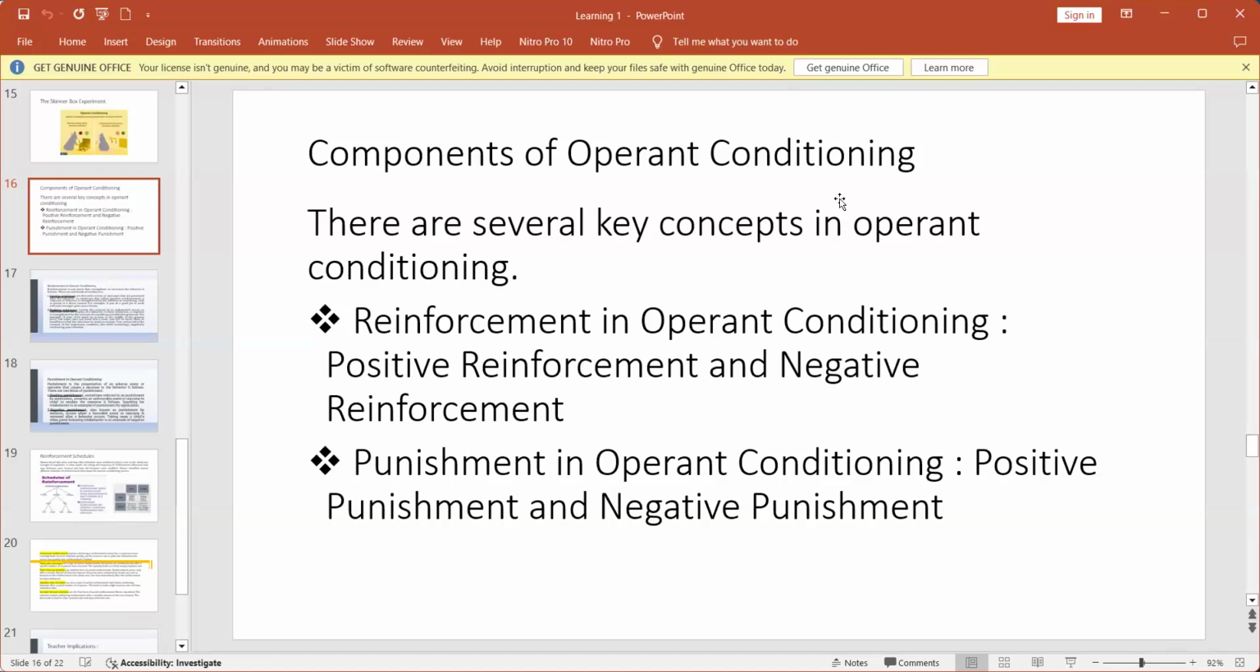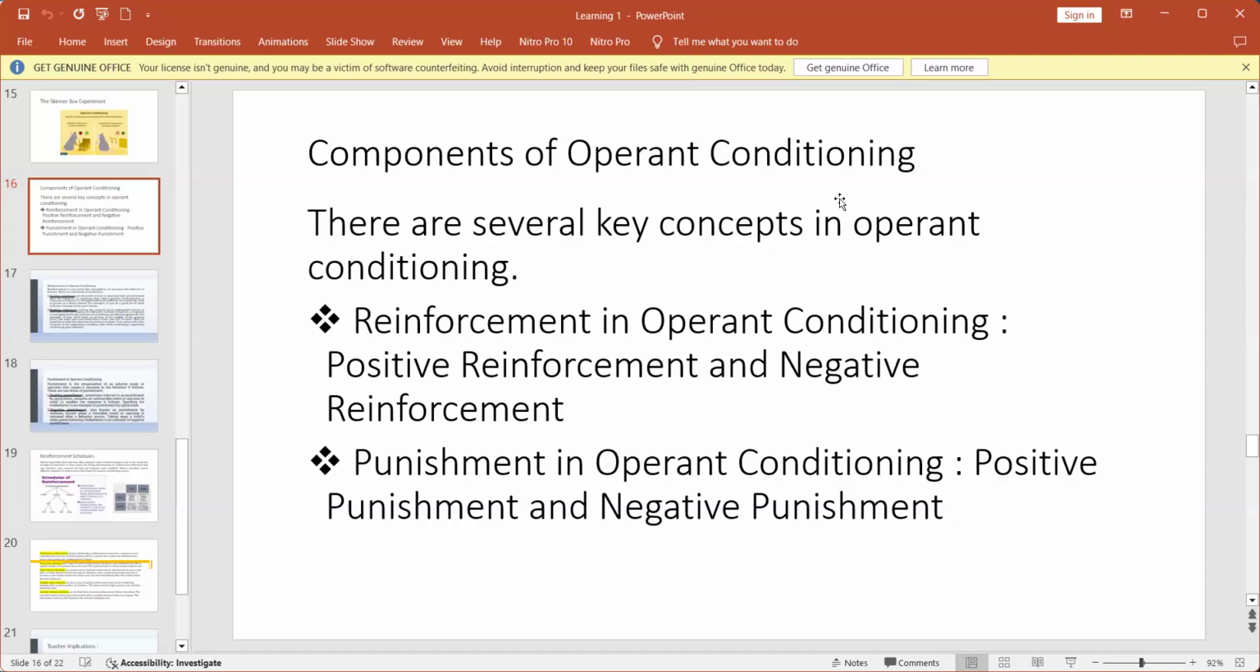Right. Now we are looking at the two types of punishment. Reinforcement is always used with good behaviors to be strengthened. Punishments are always used with bad behaviors to be weakened. Okay, so punishments are applied to weaken bad behaviors, bad learning.